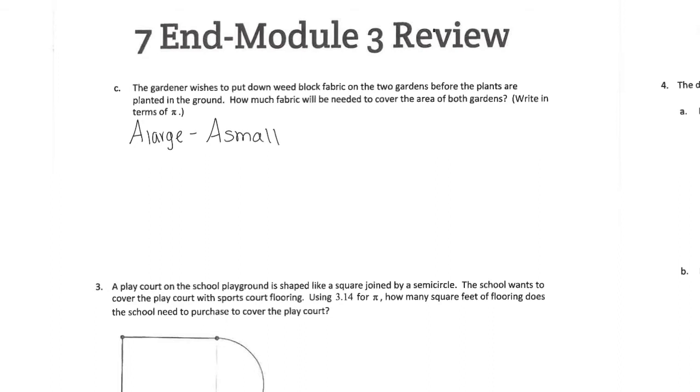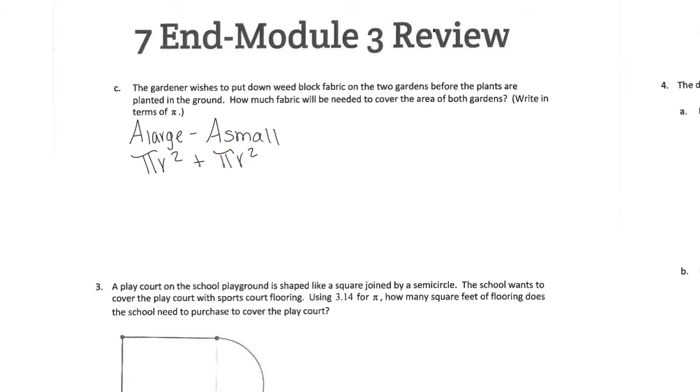Now, when we're trying to find area, we need a formula. And because our gardens are circular, we are going to use the formula of a circle. Again, this is another formula that you are going to need to memorize. So the area of a circle is going to be pi r squared. So now when we write out our formula, we're going to have the pi r squared for our large circle plus pi r squared for our small circle. When we write our equation, the difference is that we're going to be using the radius here for our large garden and the radius here for our smaller garden.